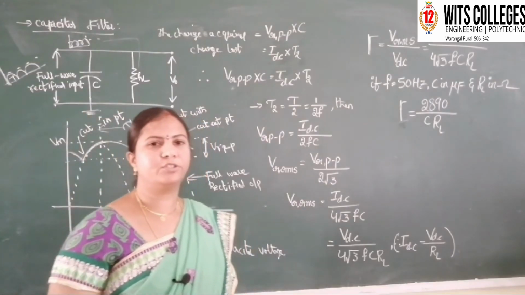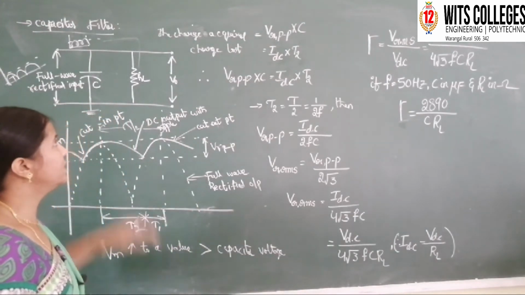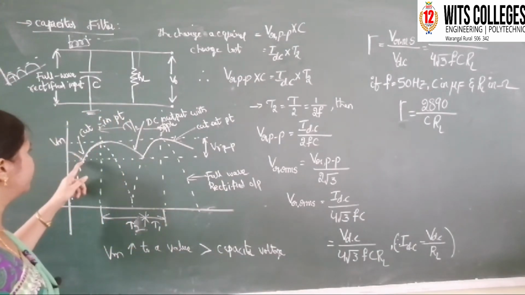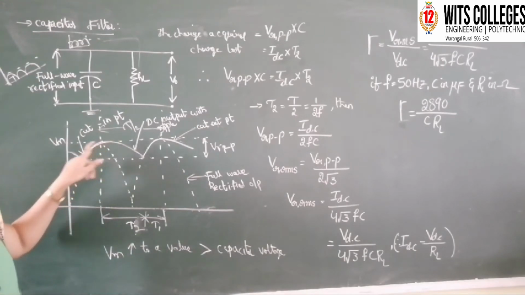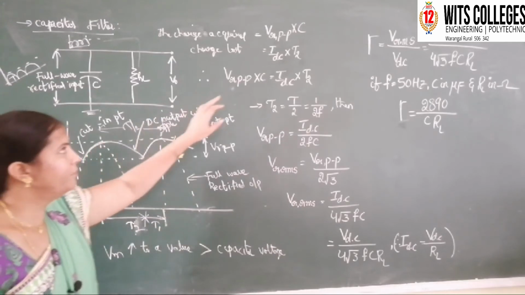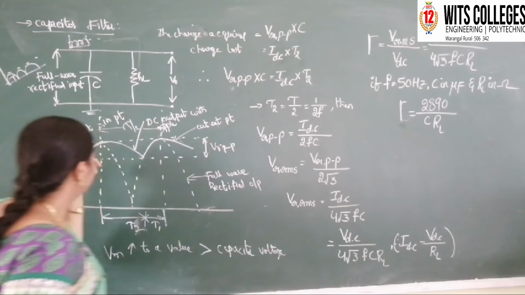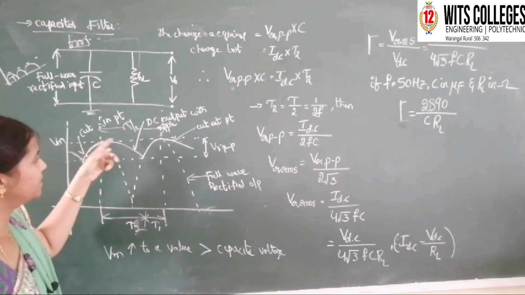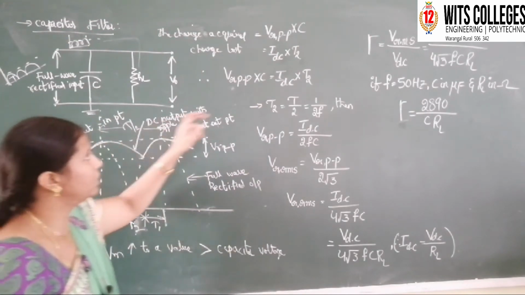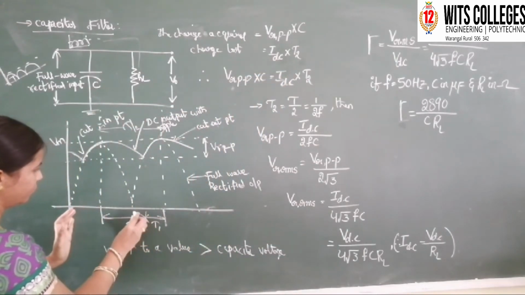Coming to the derivation of the ripple factor of the capacitor filter, the charging of the capacitor is from here to here. The charge acquired is the peak to peak ripple voltage Vr into C. The discharge of the capacitor is nothing but the charge loss, which is equal to IDC into T2, where T2 is the time from here to here.